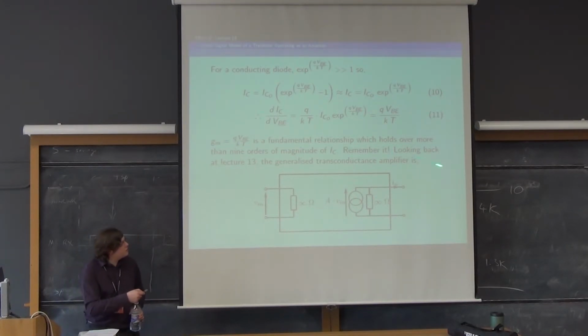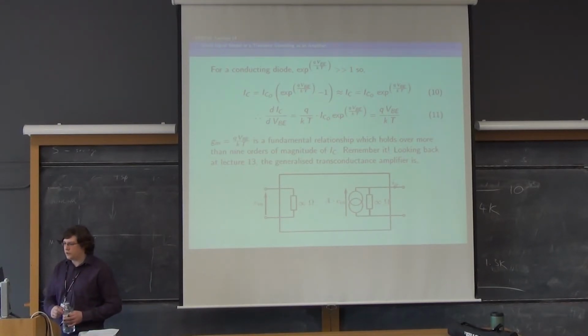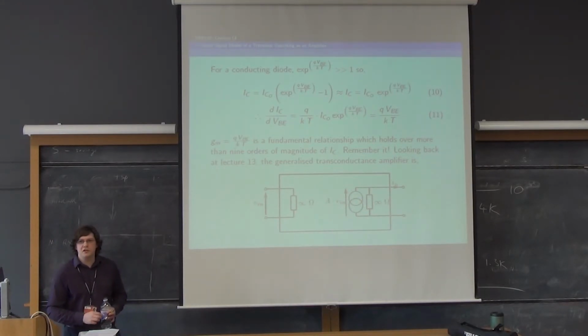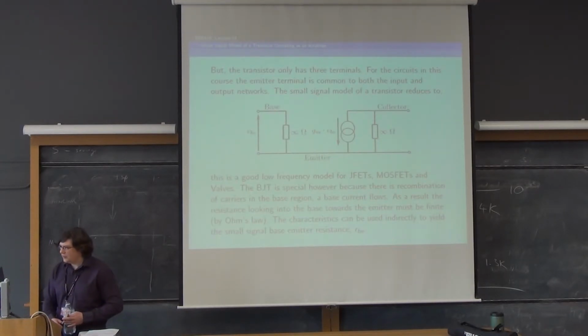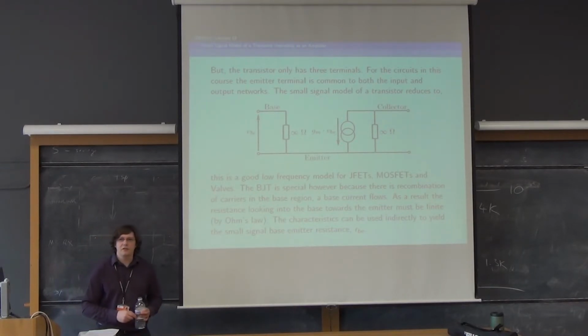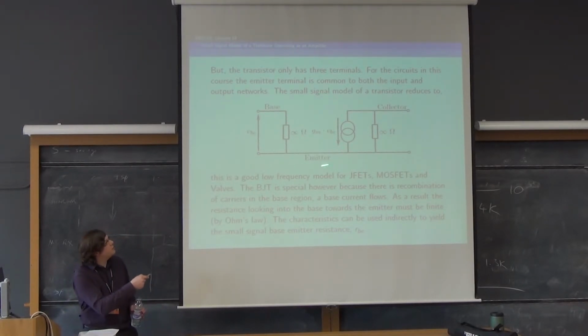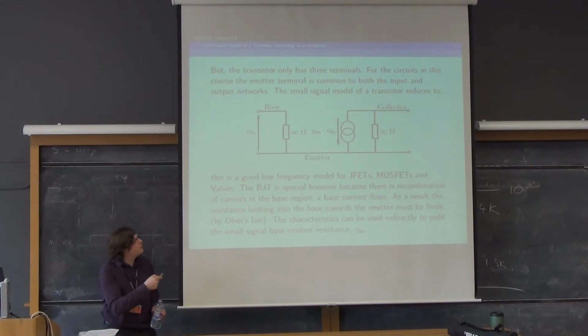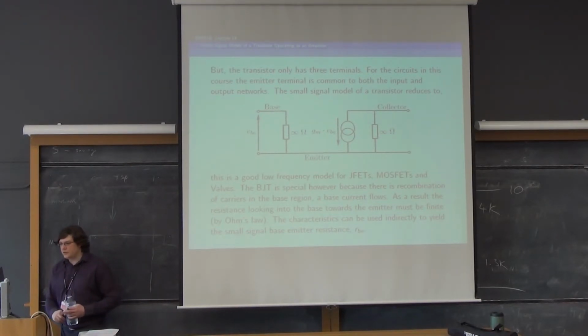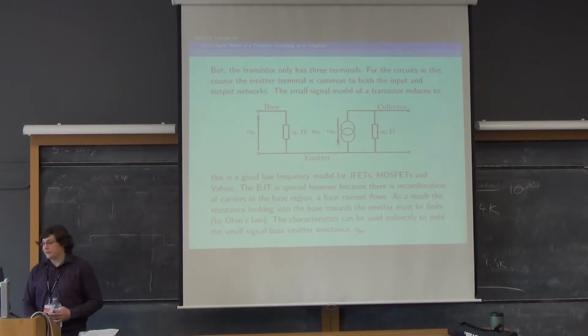So this was a generalized transconductance amplifier, and I said, when I was talking about it before, that we had a problem because we've got 4 wires coming out, but a transistor's only got 3 terminals. So we're gonna have to do something about that. And we're gonna connect the lower 2 terminals together in order to say that the emitter is this bit down the bottom. And then the base and the collector occupy the other 2 electrodes. And this is a good low frequency model for a JFET and a MOSFET and a valve.